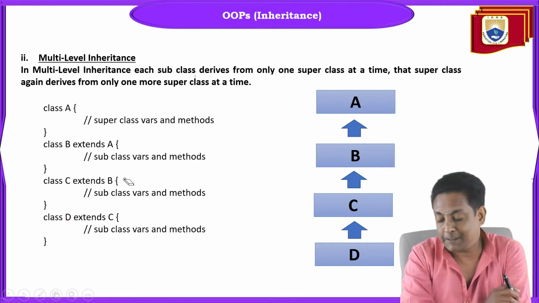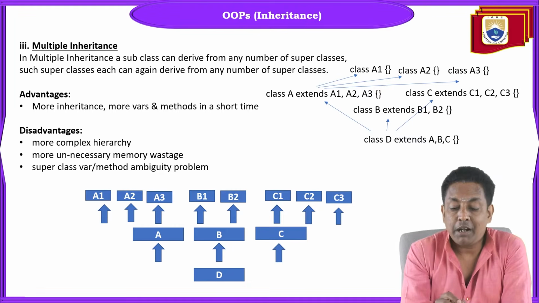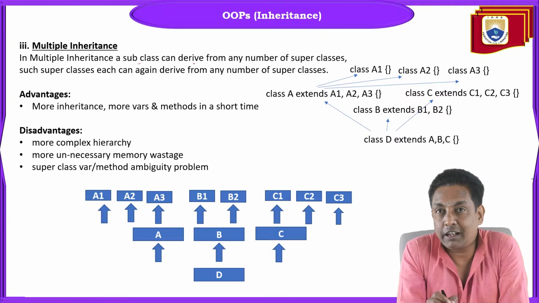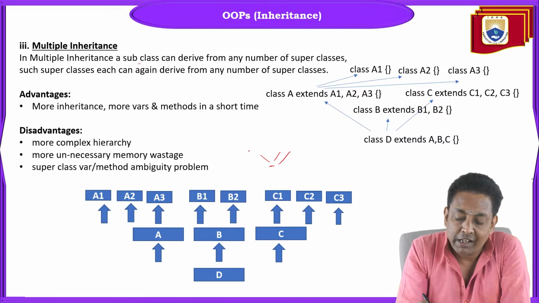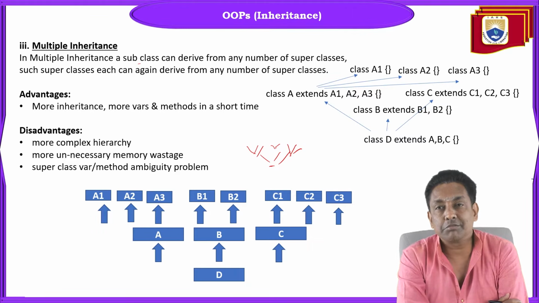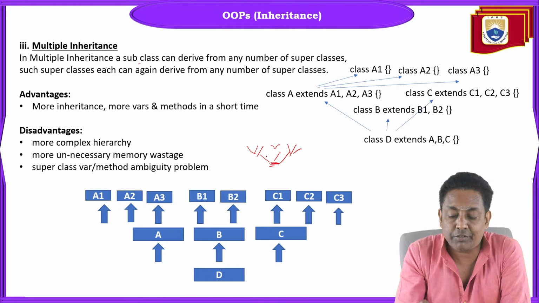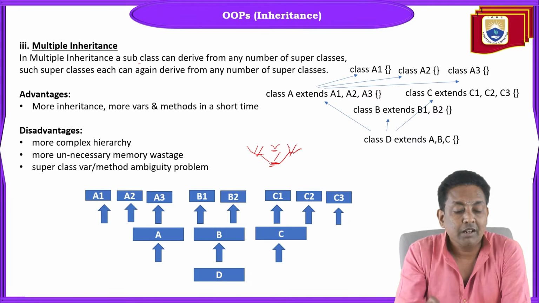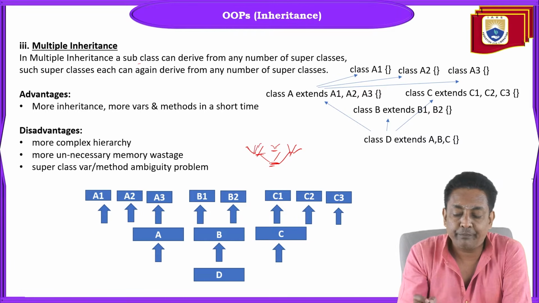Coming to multiple inheritance. In multiple inheritance, a subclass can derive from more than one superclass. Each such superclass, though for us it's a superclass, may derive from some more superclasses. So this is how the diagram exists. In multiple inheritance, each subclass can derive from any number of superclasses, and each superclass can again derive from any number of superclasses.